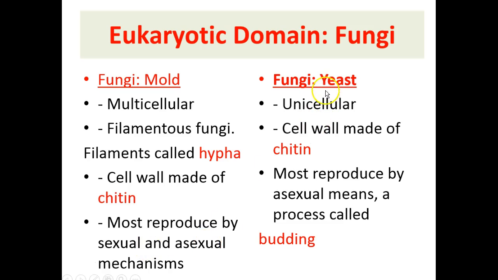On the other hand, yeast are unicellular fungi. The cell wall of their cells is also made of chitin. Most yeast reproduce by a means of asexual reproduction called budding.